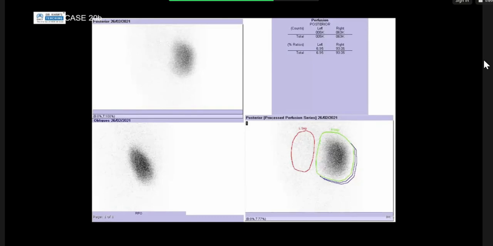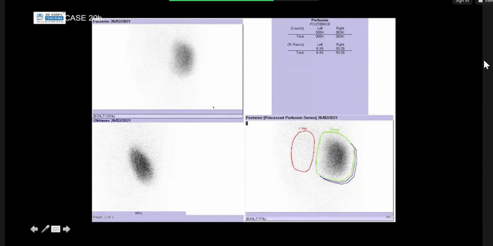Regarding the split function, I appreciate that there's definitely disproportionately negligible perfusion of the left kidney. And the ratio, so that is 6% split function, less than 10%. So it is again in support of a multicystic dysplastic kidney.